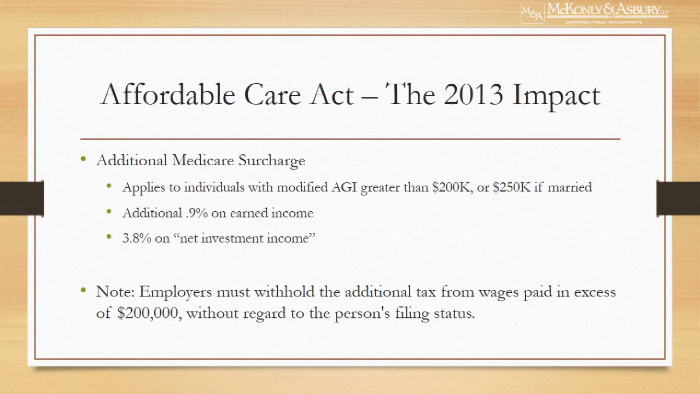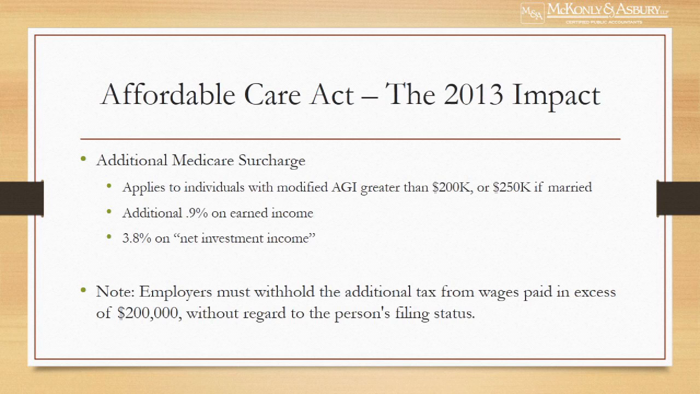Mike, to your point, that's if their AGI or their wages are above $200,000. In your scenario, where both spouses are making $140,000 each, and they have no other sources of income, their AGI would be $280,000. In that case, they're subject to the surcharge, but they never eclipse the withholding threshold. They will then be assessed the surcharge on their individual income tax return, and they will pay the additional 0.9% to the extent that their AGI exceeds $250,000.